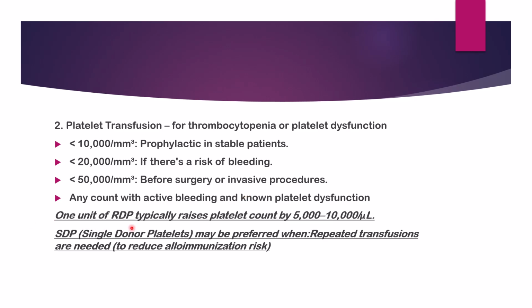One unit of RDP typically raises platelet count by 5,000 to 10,000. And what is the difference between RDP and SDP? RDP is random donor platelet and SDP is single donor platelet. The SDP may be preferred when repeated transfusions are needed, to reduce the alloimmunization risk. If repeated transfusion is needed, there is a chance of getting reactions or alloimmunization. So to reduce that risk, we transfuse single donor platelet for such patients.